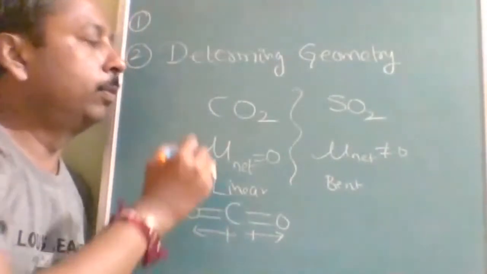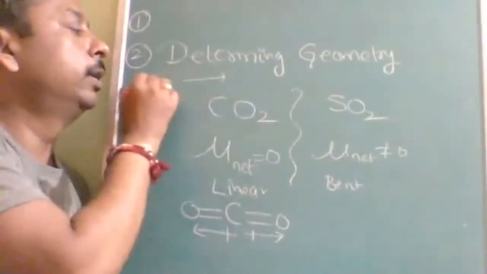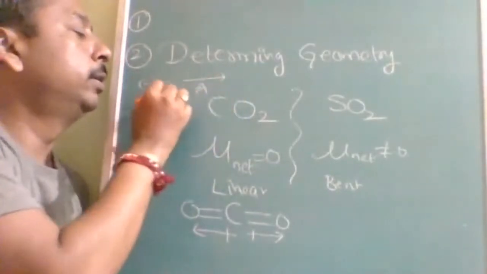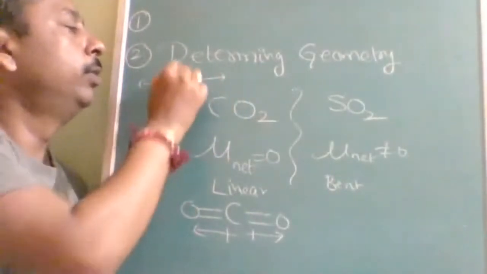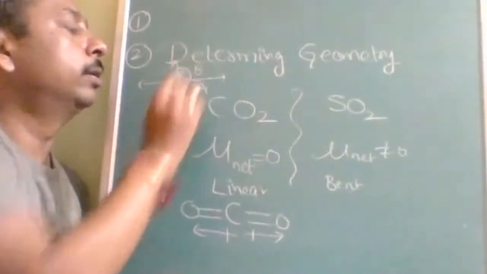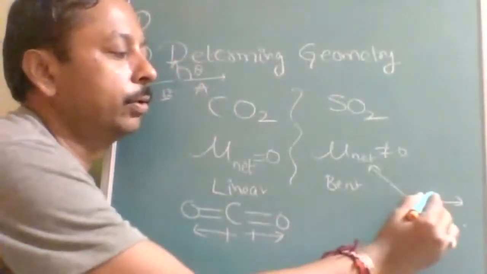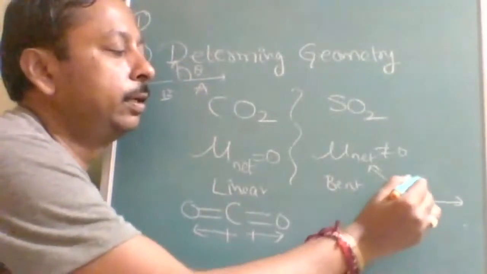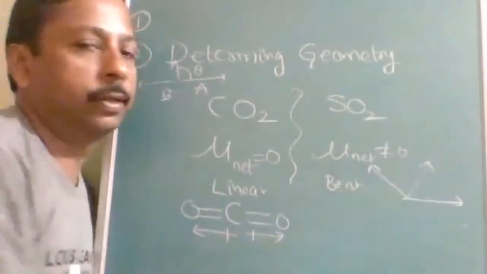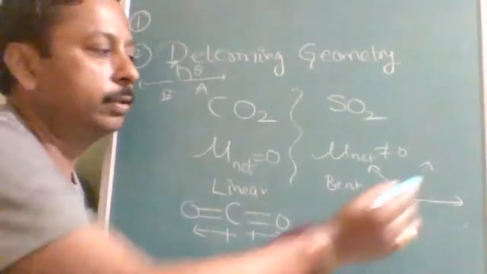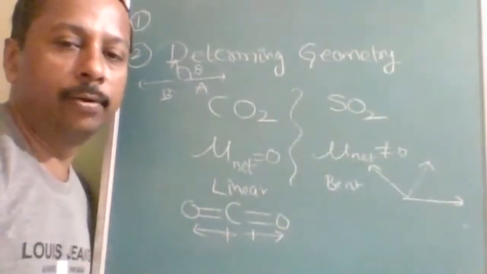Formula for net dipole moment. Suppose two vectors are there, like A here, this is B. Then the net value, if they are at some angle theta. Suppose two vectors are there like this. So the net resultant value will be in this direction. So what is the magnitude? How will you find it in vectors?